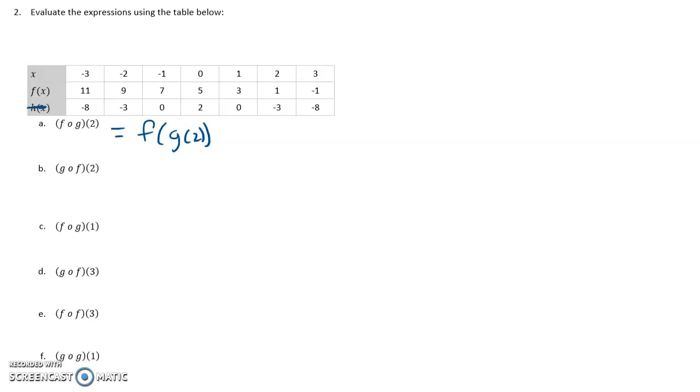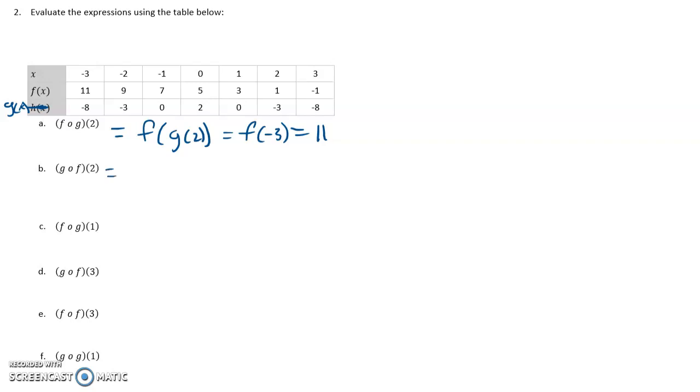Let's change this. This should be g of x. Sorry about that. We don't have a function h here. So when x is 2, the value for y is -3. So now we're going to evaluate the f of -3. When x is -3, what is the value for y? It is 11. So again, we have to work through these kind of slowly.